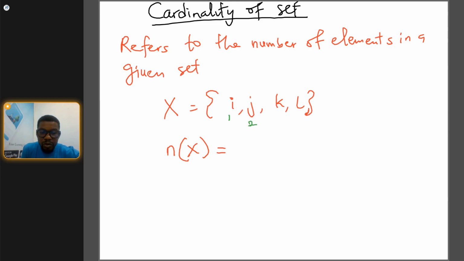We have 1, 2, 3, 4. So we have 4. The cardinality of set X is what? 4. Okay? Is that clear to us?